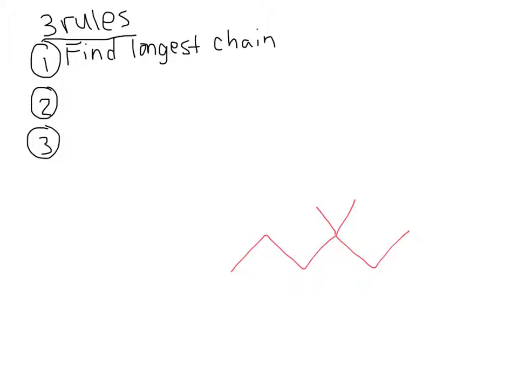The first has 1, 2, 3, 4, 5 carbons. The second has 1, 2, 3, 4, 5 carbons also. And the third has 1, 2, 3, 4, 5, 6 carbons. As we know, the longest chain is the one with the 6 carbons, therefore it is a hexane.